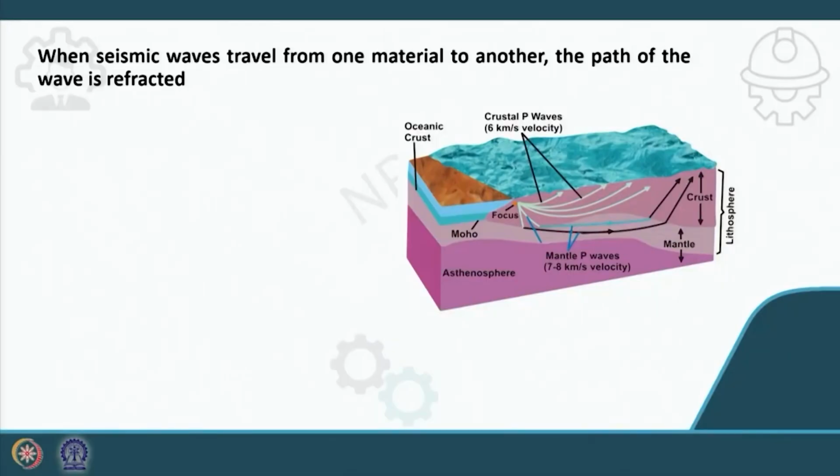using the seismogram data. And let's see how the waves change their direction when there are two different materials. That means when a seismic wave travels from one material to another material, the path of the wave is refracted. So let's discuss that. Suppose we are taking two different cases.